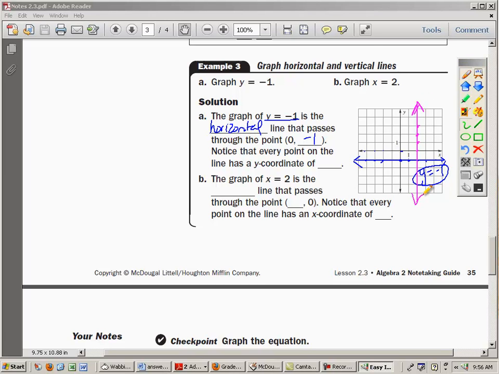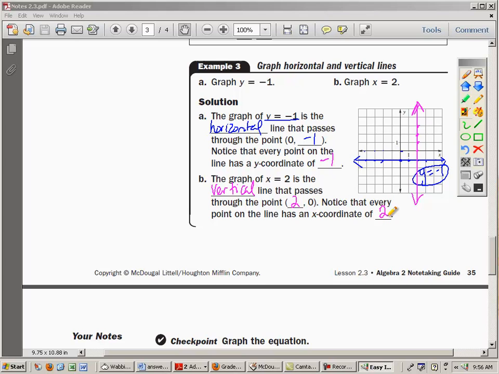Going back to the previous example, notice that every point on the line has a y-coordinate of -1. The graph of x equals 2 is a vertical line that passes through the point 2, 0. Notice that every point on the line has an x-coordinate of 2.